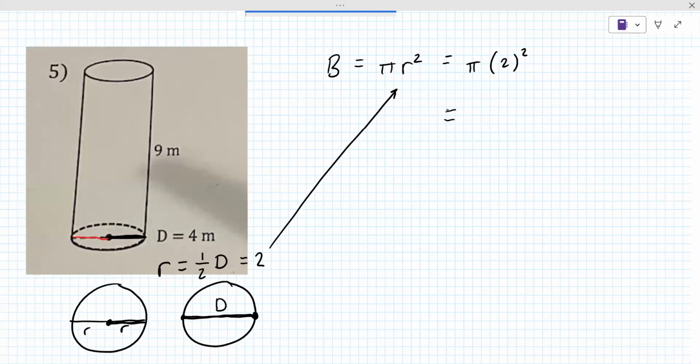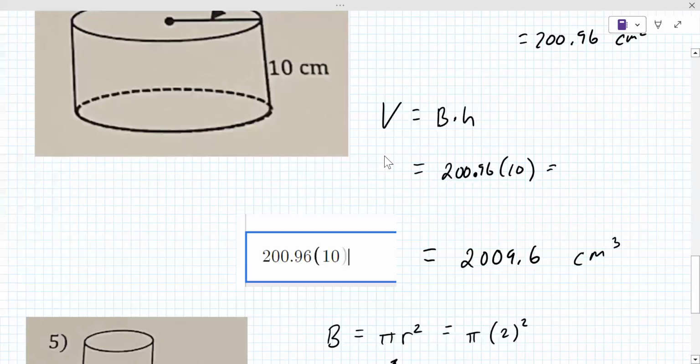4 times 3.14. I know that answer. That's 12.56. Okay, now look at the units in the problem. M and M. What's the units of the area? M. Yes. What are the units of area? 12.56 meters cubed. Nope.